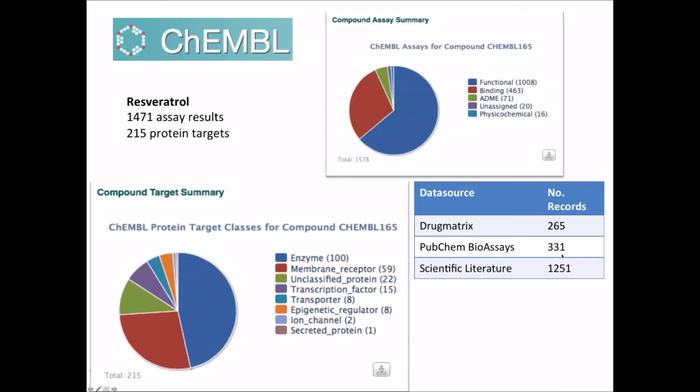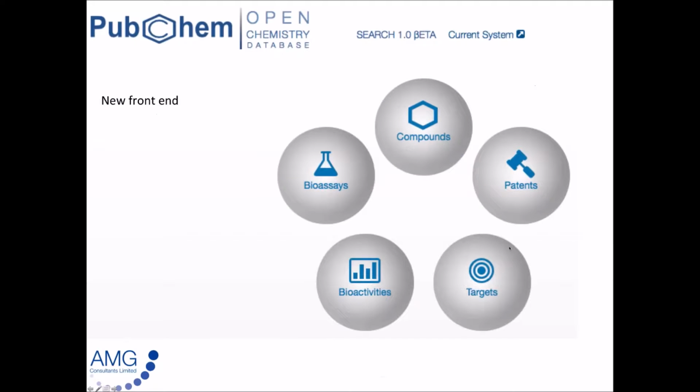About a quarter of those are from PubChem bioassays, and a fair size of them are from this Drug Matrix database, which is a toxicology database. So remember that number, and we'll go and do exactly the same search in PubChem. So this is the new front end of PubChem that you'll see if you go onto the PubChem website. It's in beta testing at the moment.